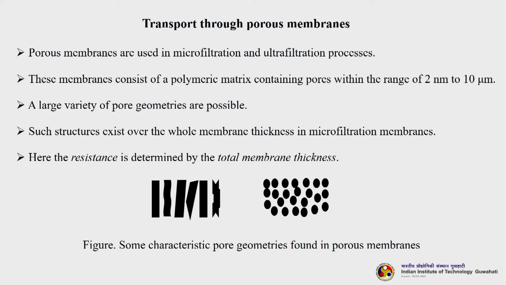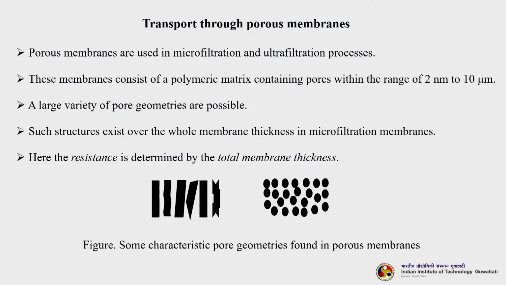So, porous membranes are used in microfiltration and ultrafiltration processes. These membranes consist of a polymeric matrix containing pores within the range of 2 nanometer to 10 micrometer. These things we have discussed. However, in this particular lecture I am just trying to give a little idea about what porous and non-porous membranes are. We will discuss very briefly, so that you do not have to go back and see the earlier videos or lectures. Since we talk about pores, as you know we have discussed many times, different types of pore geometries are possible.